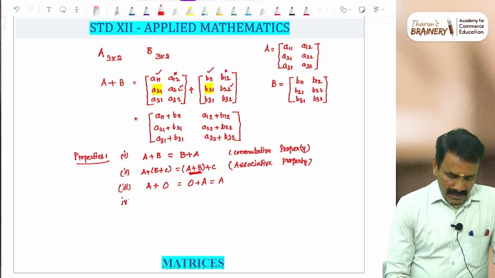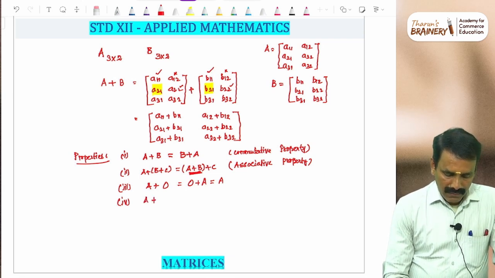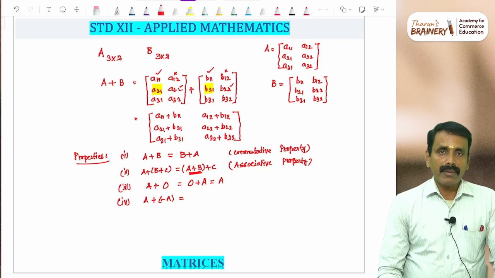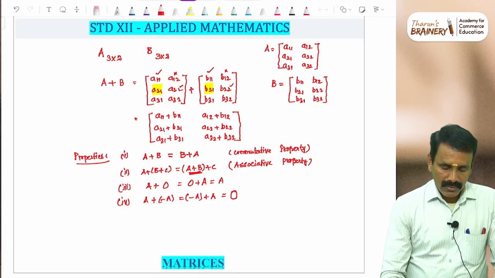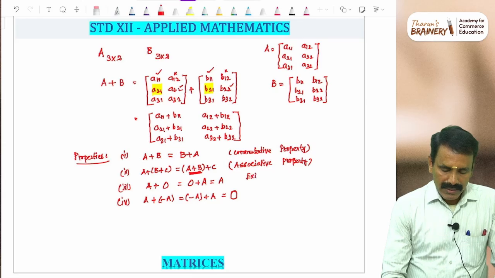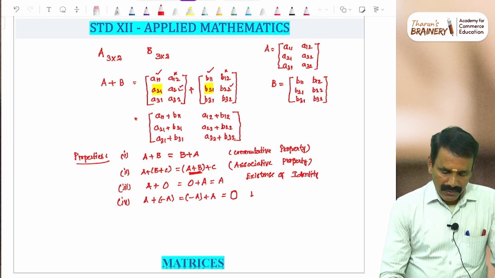Then inverse. For every matrix A, we know that the negative matrix of A is nothing but minus A. So, A plus of minus A will be equal to minus A plus A. The answer will be equal to the null matrix. So, the previous one is called existence of identity with respect to addition, and the next one is existence of inverse.